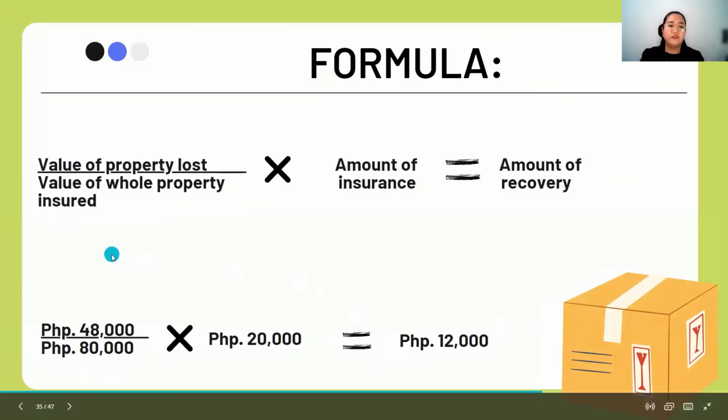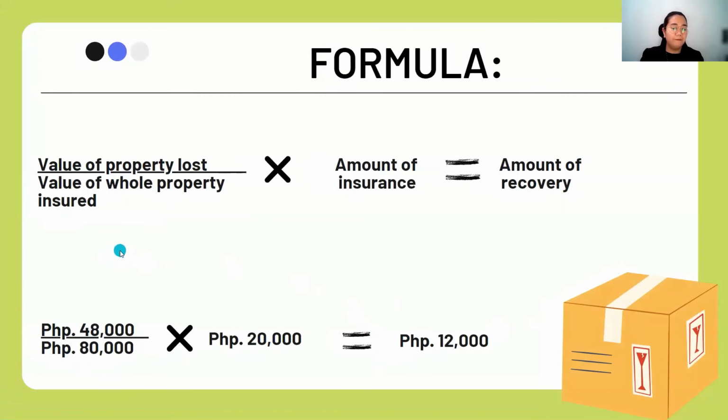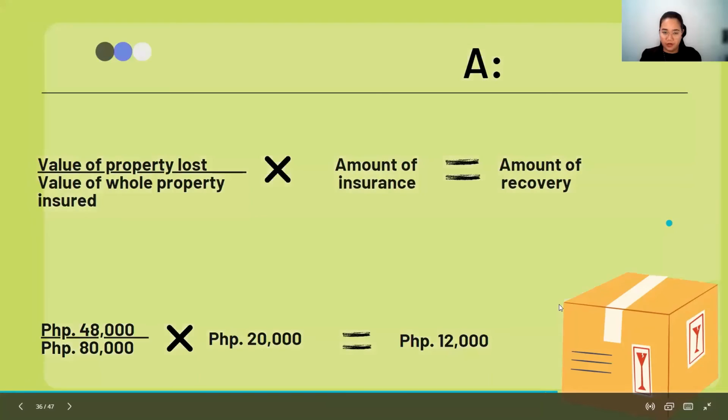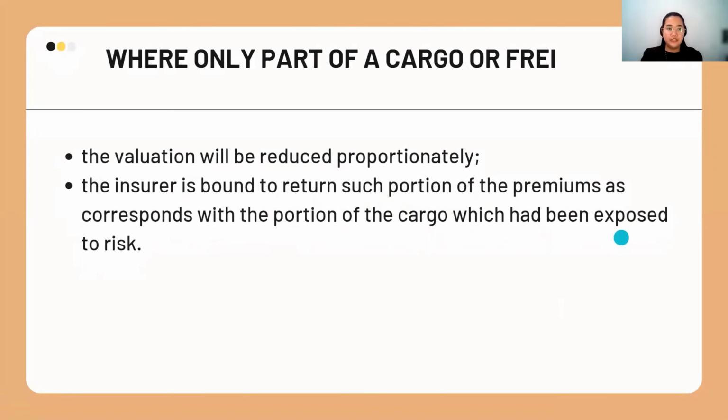We have a formula here again. The value of property lost divided by the value of the whole property insured, times the amount of insurance, equals the amount of recovery. So we have here 48,000 as the value of the property lost, divided by 80,000, the value of the whole property insured, times the amount of insurance, which is 20,000 pesos, equals 12,000, which is the amount of recovery.